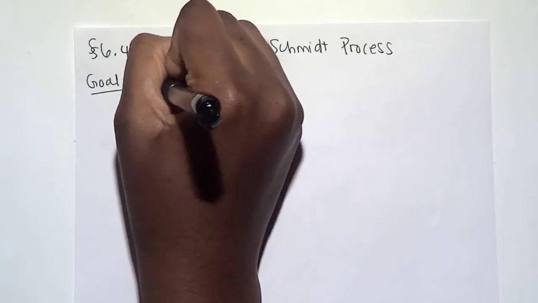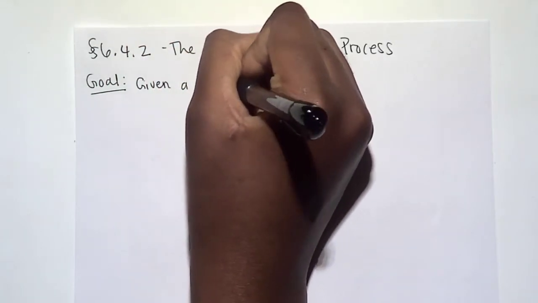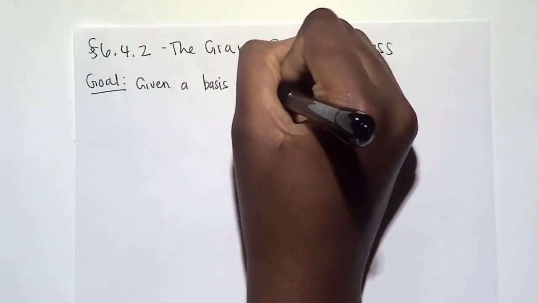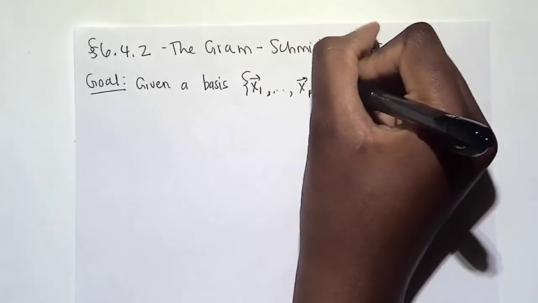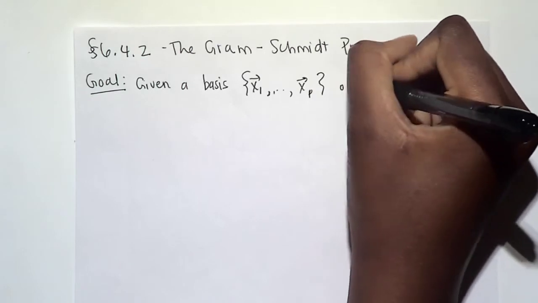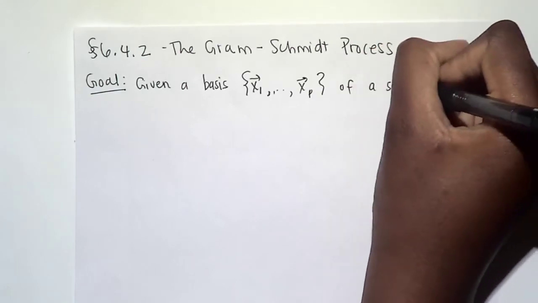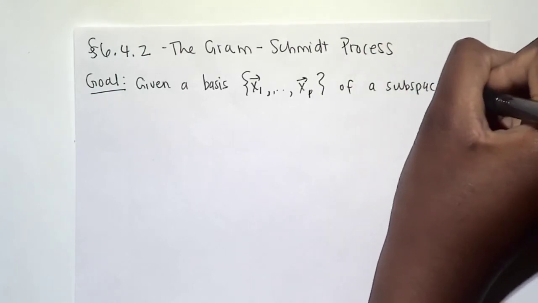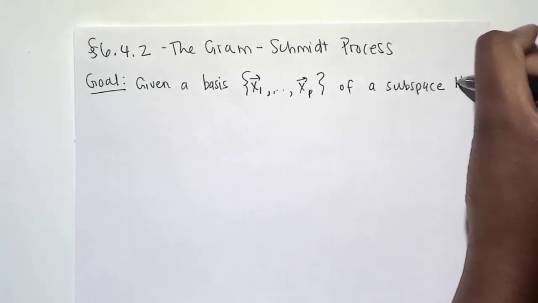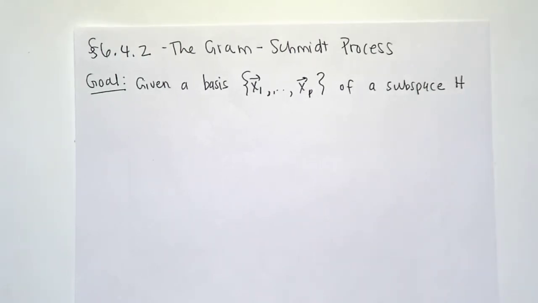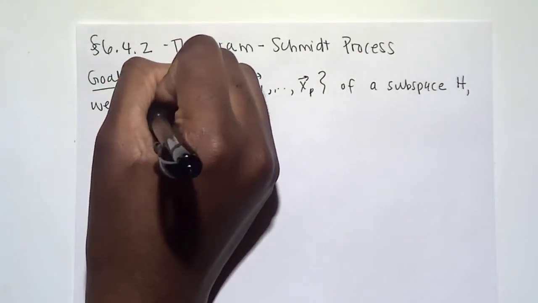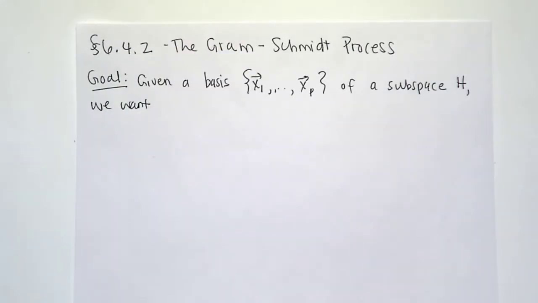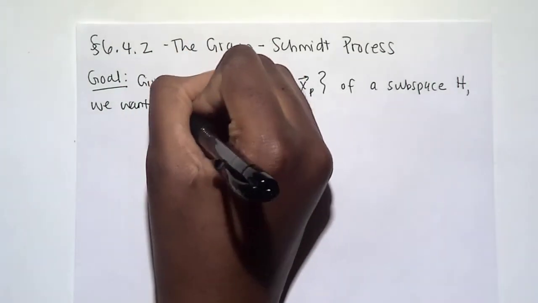So given a basis x1 to xp of a subspace, let's call it subspace H. So given just a regular basis of a subspace H, we want to construct an orthogonal basis.